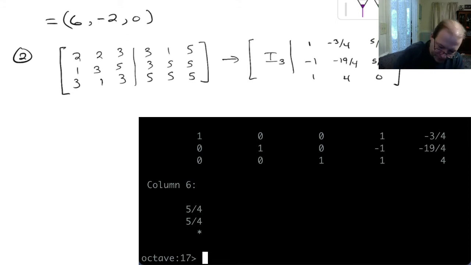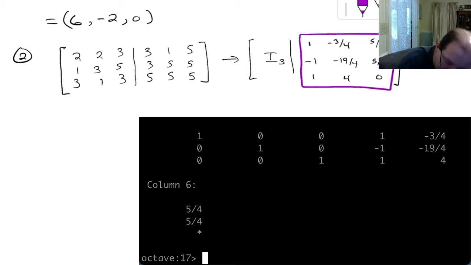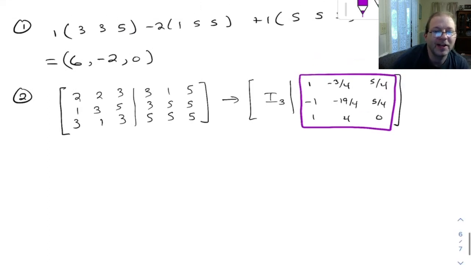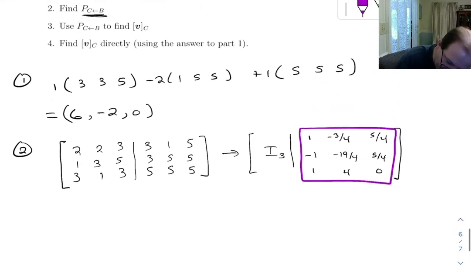All right, and I'm going to be lazy, and I'm just going to circle this part, or I guess it's a square or a rectangle. Anyway, I'm going to put that around there, and this is my matrix that maps B back to C. It's called P. Okay, then let's see. Part 3 says use this thing that we just found to find VC.